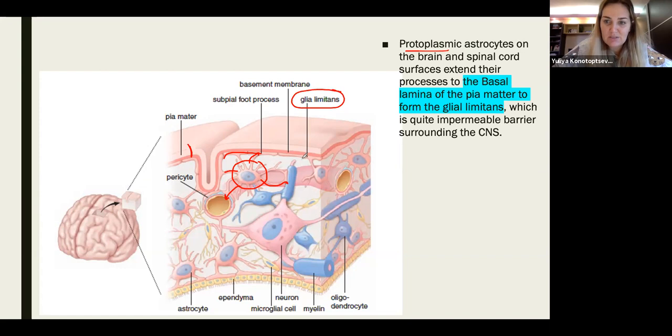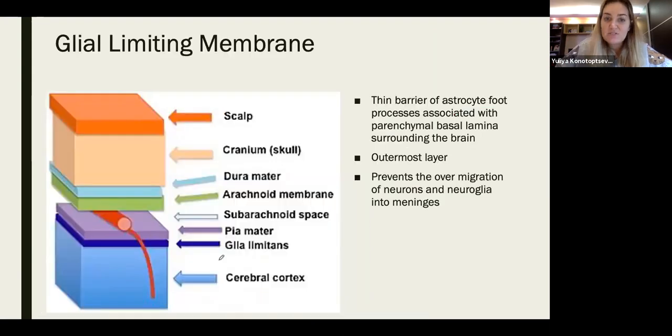So glia limitans is an additional layer under the pia matter, and it is created by the foot processes of the protoplasmic astrocytes specifically. Why not fibrous? Fibers are deeper. They're in the white matter. They're much deeper. So it has to be protoplasmic astrocytes. Can you see this layer in the anatomy practical? No. It's a very tiny thing. You will not be able to see this. This is more of a theoretical layer, but it is important to mention it.